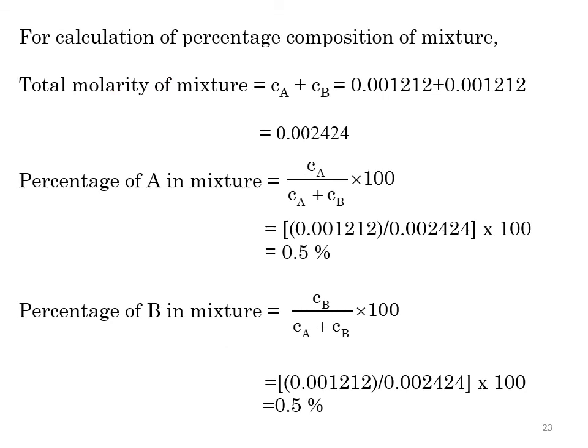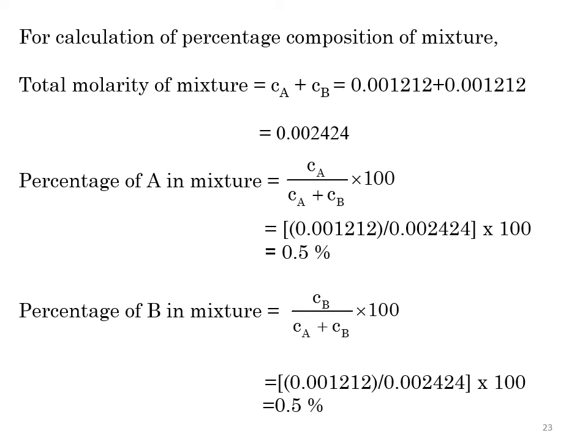Now for the calculation of percentage composition of the mixture, first we calculate the total molarity of the mixture, that will be the combination of concentration of A and the concentration of B, or we can say it will be equal to the sum of the concentration of A and concentration of B in the mixture. As we have determined the concentration of A, which is Ca, and concentration of B, which is Cb, as 0.001212 for each of these. So by putting these values we can calculate the value of Ca plus Cb.